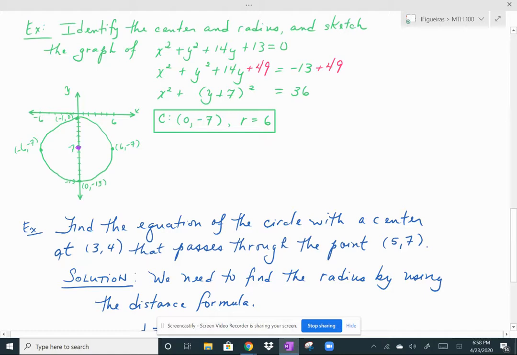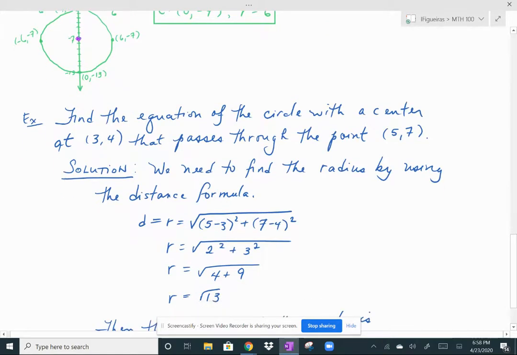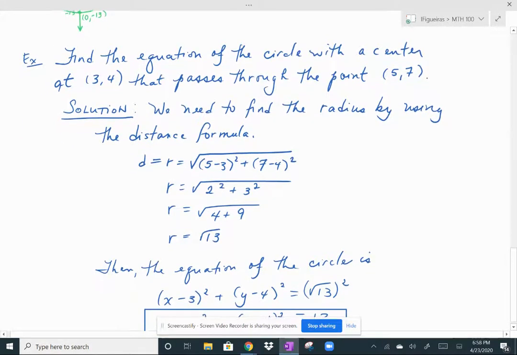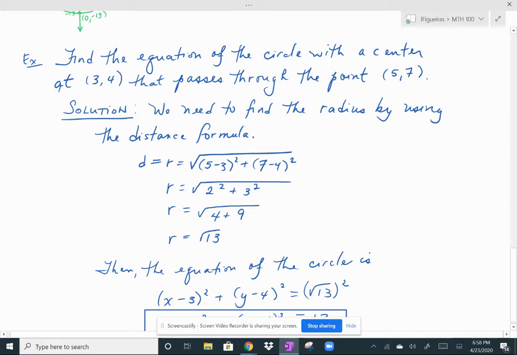All right, so this one requires us to do a little bit more work. We want to find the equation of a circle with a center at 3, 4 that passes through the point 5, 7. Remember, to find the equation of a circle, you need both a center and a radius. So I know the center, it's 3, 4, so that part is fine. But I don't know the radius. So I'm going to go back and use the distance formula that I mentioned before.